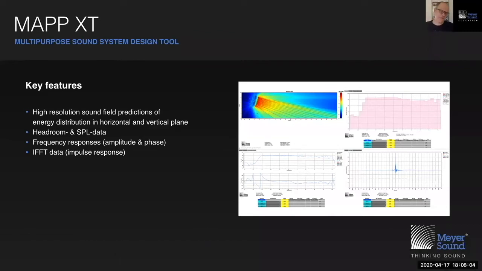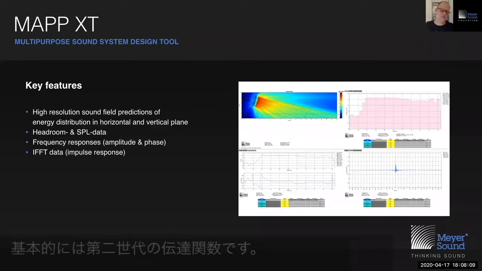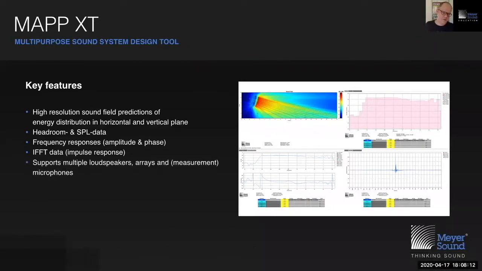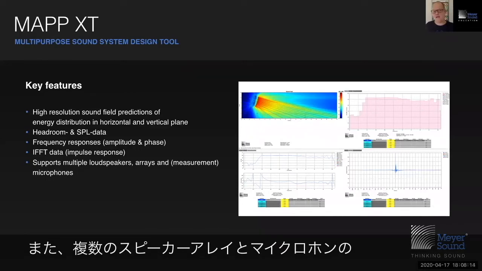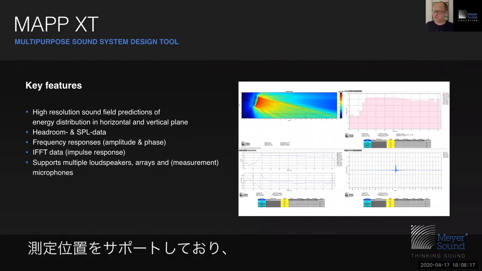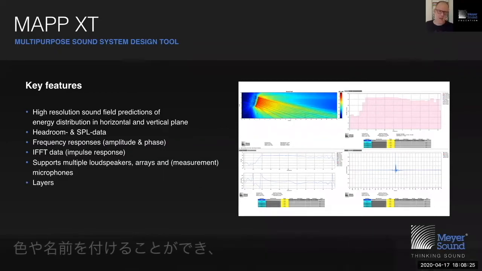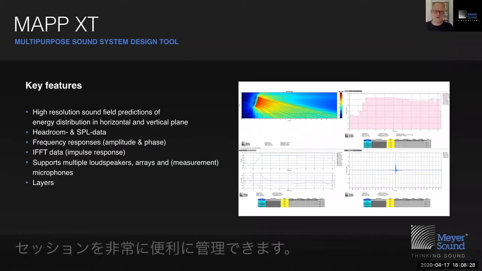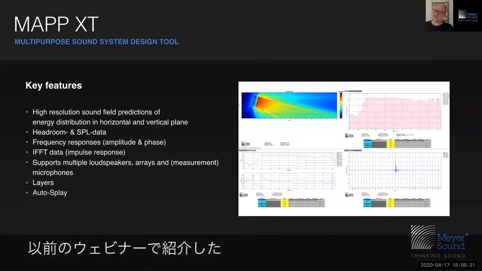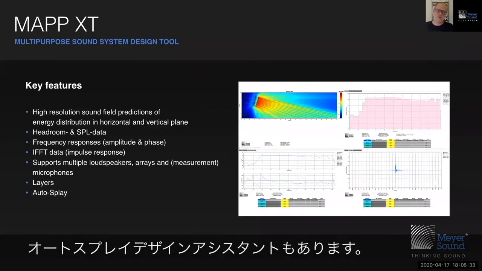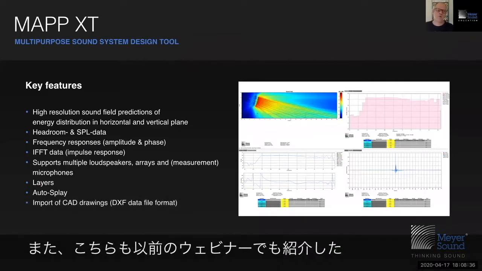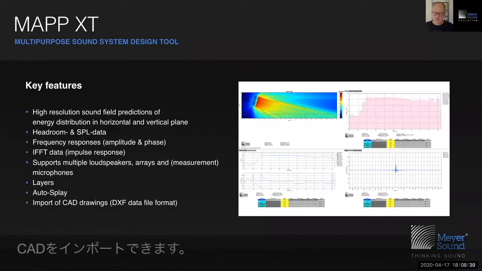In addition, it shows you what is colloquially referred to as the impulse response, although we prefer to call it the IFFT, which stands for inverse fast Fourier transform, because it's calculated out of the transfer function. It's basically a 2nd generation transfer function. And meanwhile, we support multiple loudspeakers, arrays, and measurement positions, measurement microphones, which you can position at any point of your choosing. Finally, all of that can be arranged in layers, which we can give colors and names, and that allows us to manage our session very conveniently. There's an auto display design assist that we covered in a previous webinar, and we can import computer-aided drawings, which was also discussed in a previous webinar.